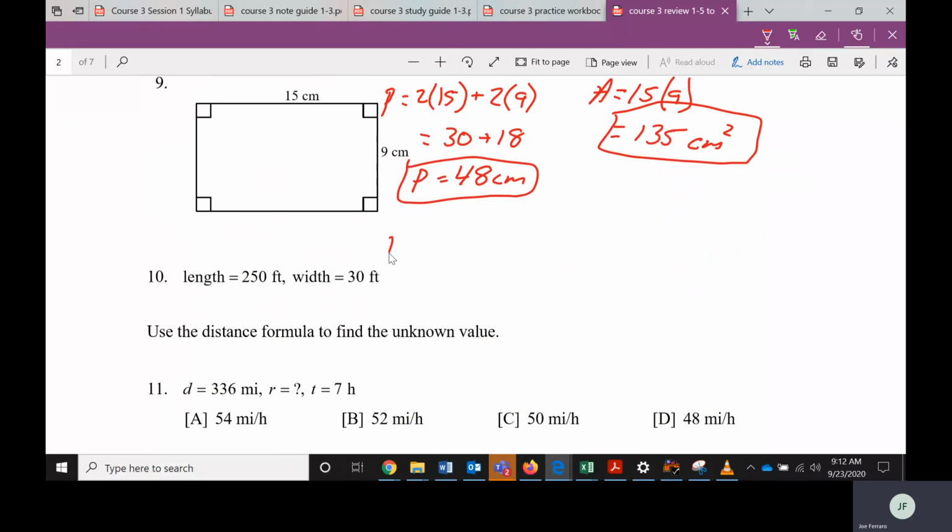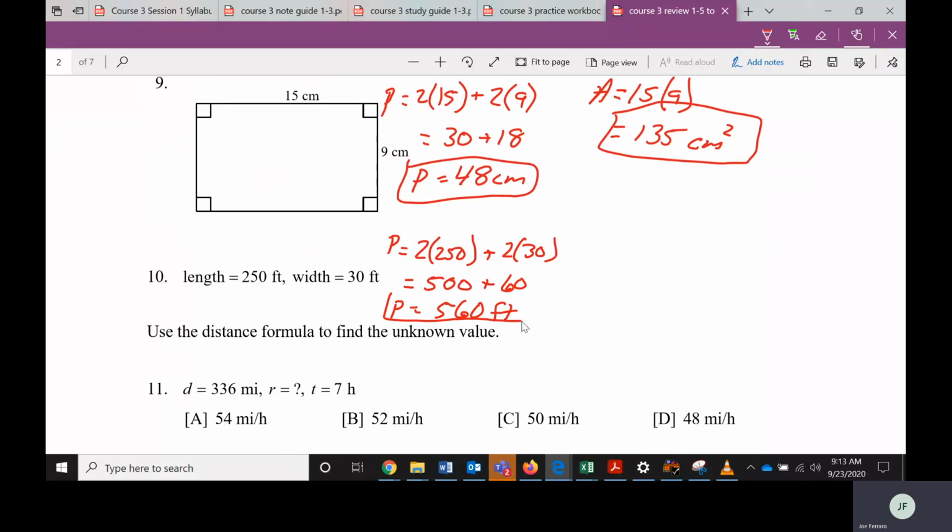So perimeter, 2 times 250 plus 2 times 30. So 2 times 250 is 500 plus 2 times 30 is 60. Add them together, 560 feet. So that's the perimeter.